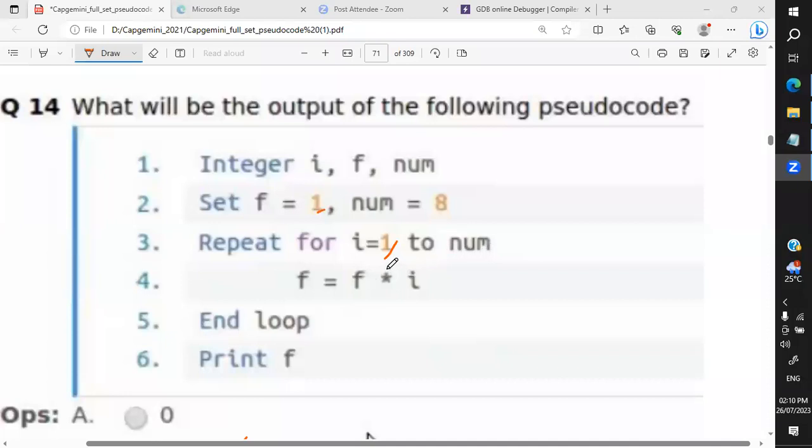So f equal to f into I. F will be multiplied with 1 the first time. Next time f will be 1, and the second time I will be 2, so it will be multiplied with 2. Next time it will be multiplied with 3, next time with 4. The result will get multiplied with 3, 4, 5, 6, 7, 8.